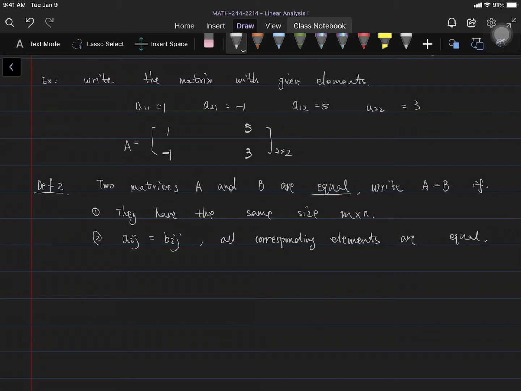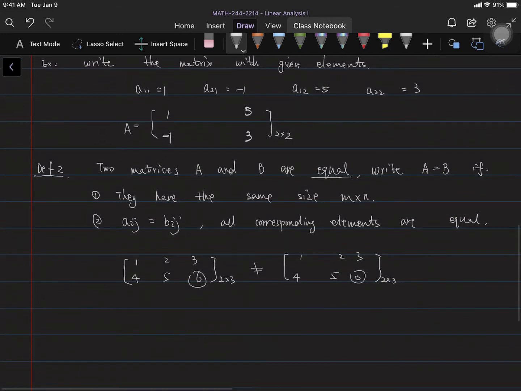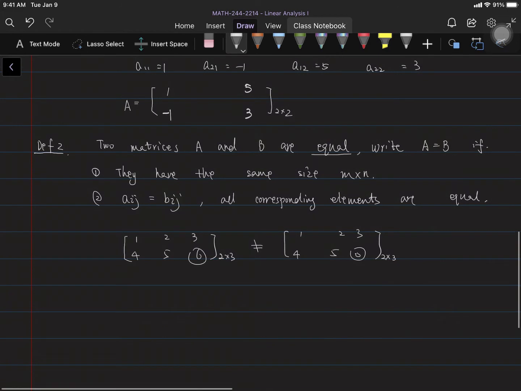We can take a look at just two matrices. 1, 2, 3, 4, 5, 6, and 1, 2, 3, 4, 5, 0. So you can see they are both 2 by 3. They have the same size, but the last numbers are different, right? So they are not equal. A23 is different from B23, so they don't equal each other.